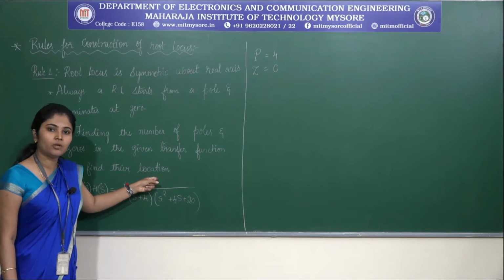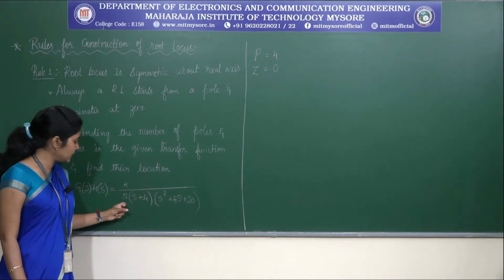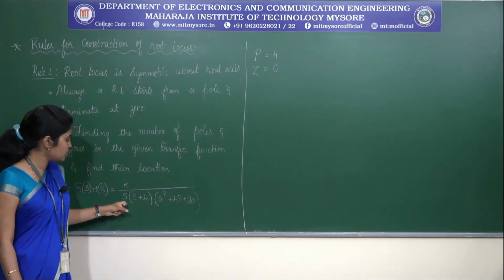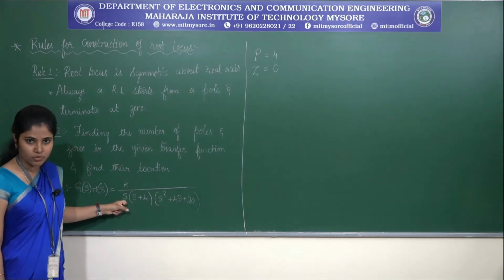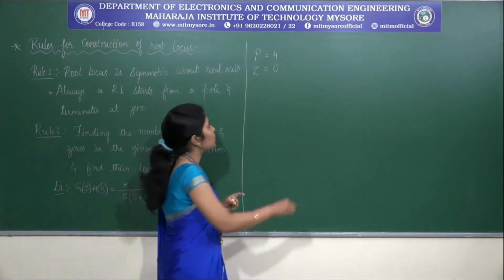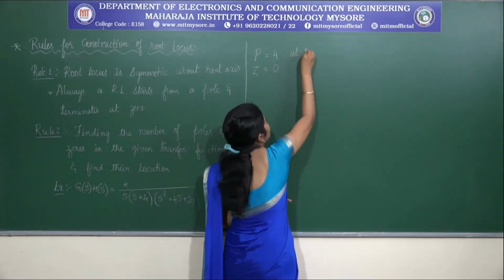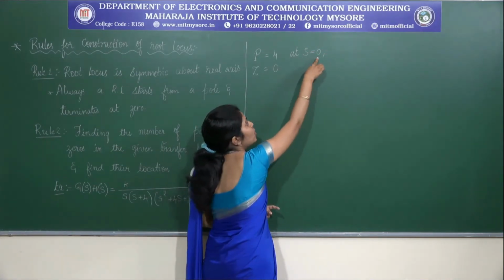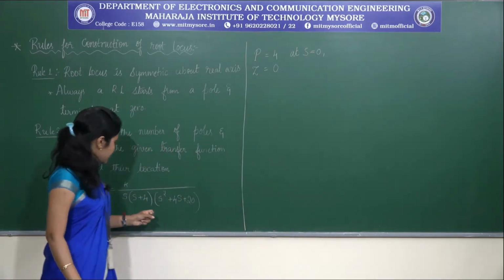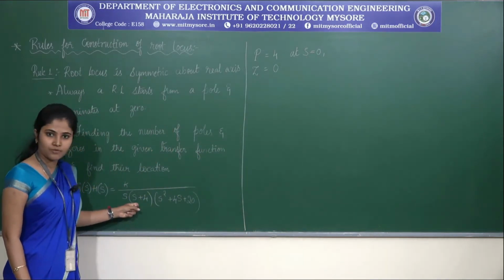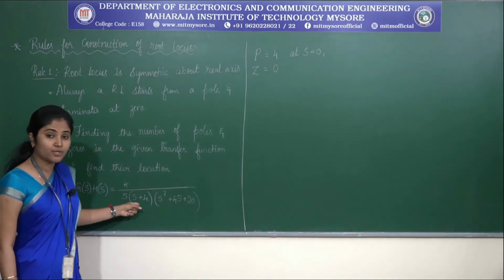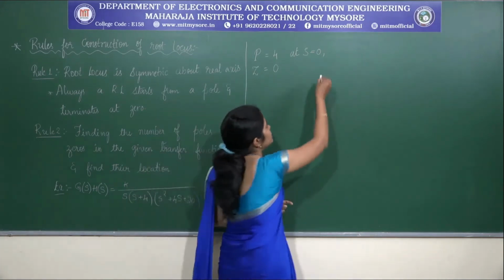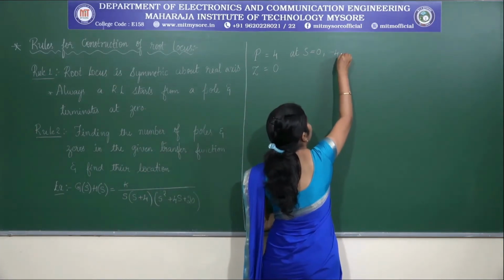In order to find out their locations, what do I need to do? I need to equate each and every term in the denominator to zero. Okay. So if I equate this to 0, S is equal to 0, which means that one pole is located at S is equal to 0. We have 4 poles, out of which one is located at 0. Now equating the second term, S plus 4 is equal to 0, gives us S is equal to minus 4, which tells that one more pole is located at minus 4.